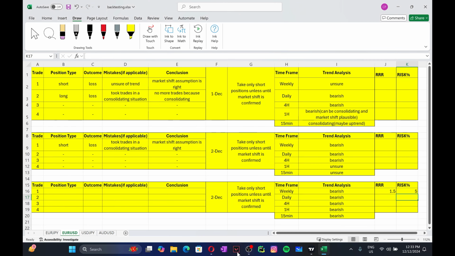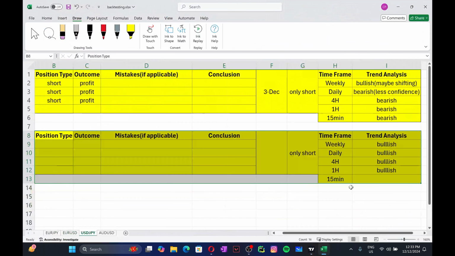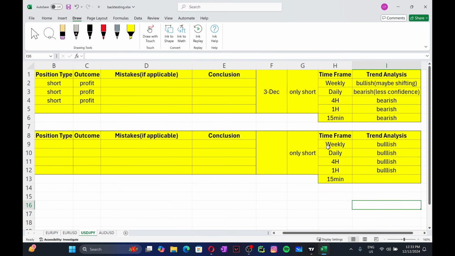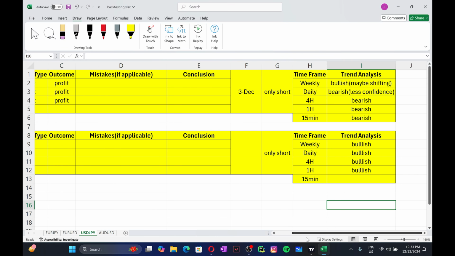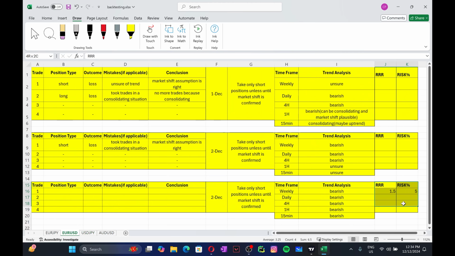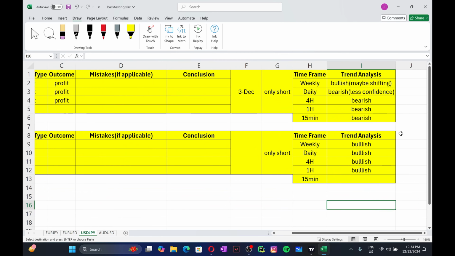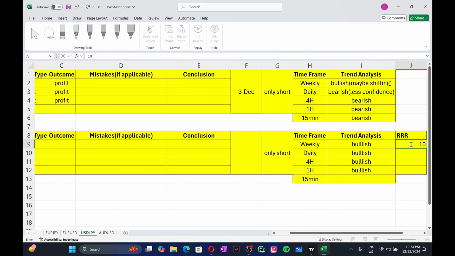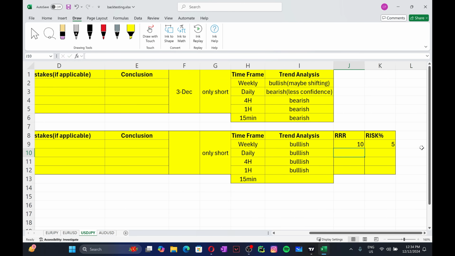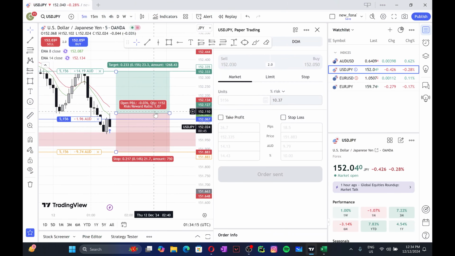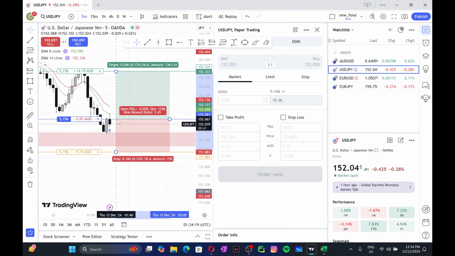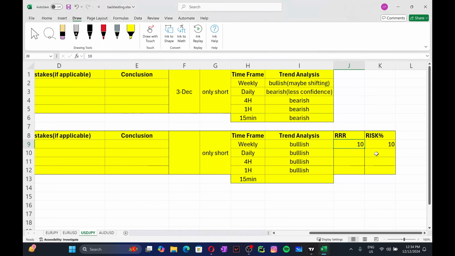Well, this is the USD JPY with our 10% risk. So what I'm going to do is I'm going to copy this, paste it here, and say 10% risk, and this is 1.13, I believe, 1.07. Oh wait, actually it's pretty low. Oh yeah, it's 1.45. So 1.45.